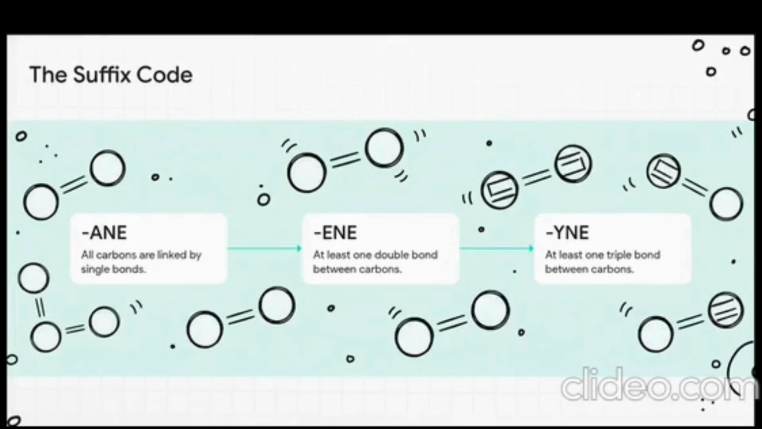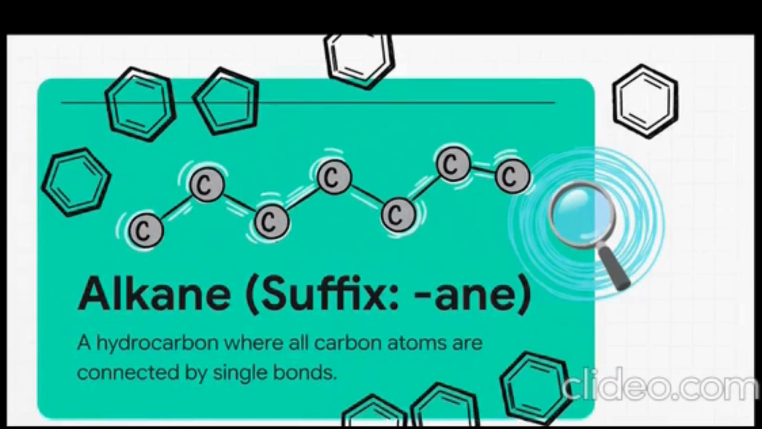Ane, ene, and yne. It's pretty straightforward. If the name ends in ane, that means all the carbons are connected with simple, single bonds. If it ends in ene, you've got at least 1 double bond in there somewhere. And if it ends in yne, you guessed it, there's a triple bond. Let's break that down a bit.